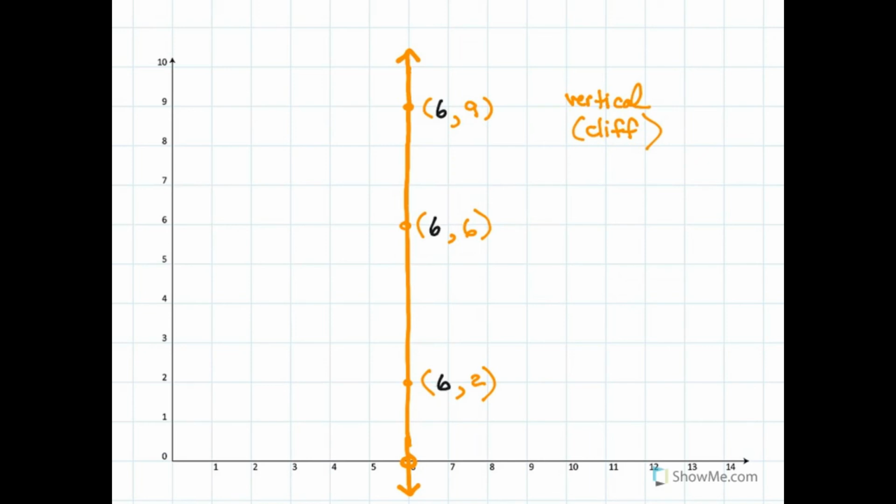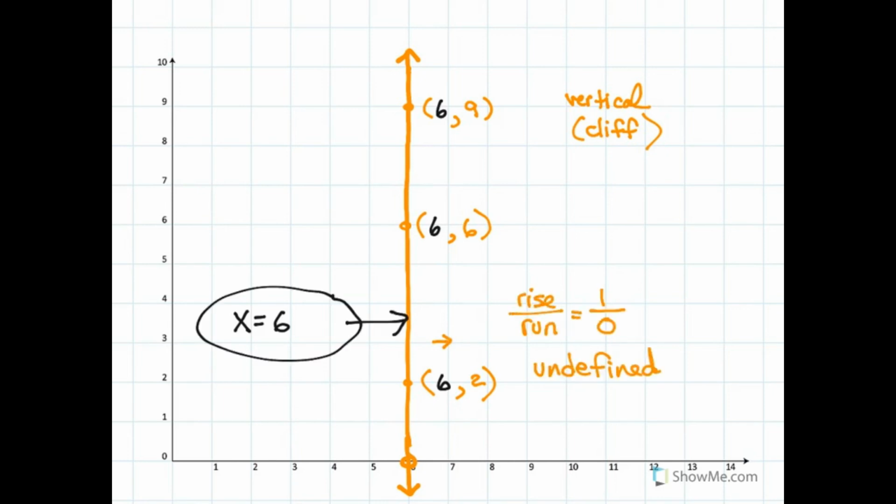Just like we wrote the equation for the previous line as y equals 5, we write the equation for this line as x equals 6. And what's the slope? Well, x hasn't changed at all. There's no run in the rise over run rate. Even though it looks strange to have only one variable in the equation for a line, in this case, x stays constant at 6 and y changes through all possible values.